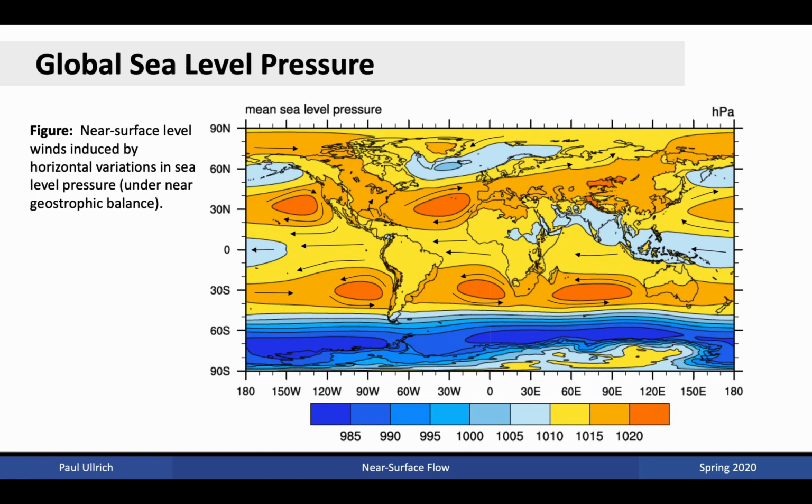Applying geostrophic balance to this distribution of pressures gives rise to the wind vectors that we see in this diagram. In the northern hemisphere, we have clockwise rotation around highs and counterclockwise rotation around lows. In the southern hemisphere, the pattern is reversed, with counterclockwise rotation around highs and clockwise rotation about lows. The overall patterns are consistent with what we know about the global circulation, however. We see, of course, easterly flow in the equatorial regions and westerly flow in the mid-latitudes.